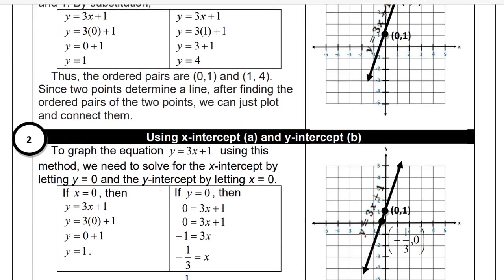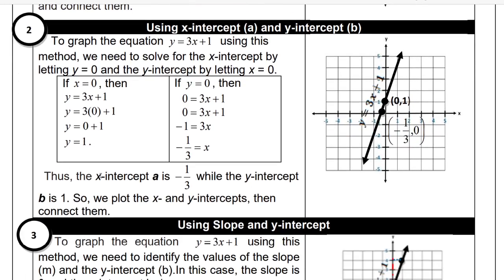Number 2. So you can just assign any number here. You can let 3 and 4. You can let any number to be the value of x. Just choose 2 values for x. And then, using x-intercept and the y-intercept. To graph the equation y equals 3x plus 1 using this method, we need to solve for x-intercept by letting y equal 0 and y-intercept by letting x to be 0.